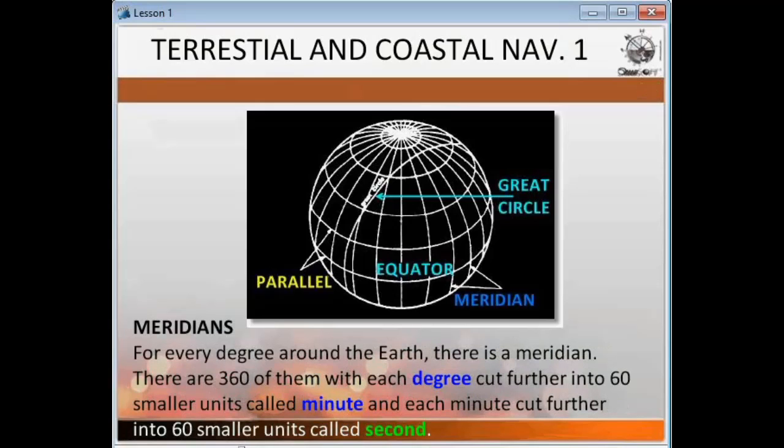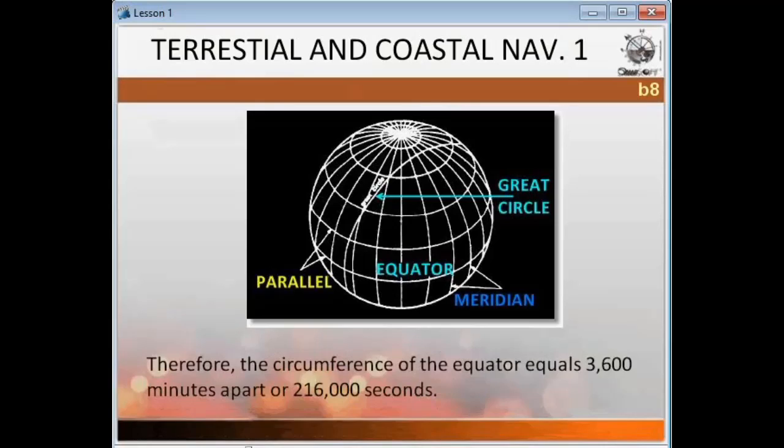For every degree around the Earth, there is a meridian. There are 360 of them, with each degree cut further into 60 smaller units called minutes, and each minute cut further into 60 smaller units called seconds. Therefore, the circumference of the equator equals 3,600 minutes apart, or 216,000 seconds.